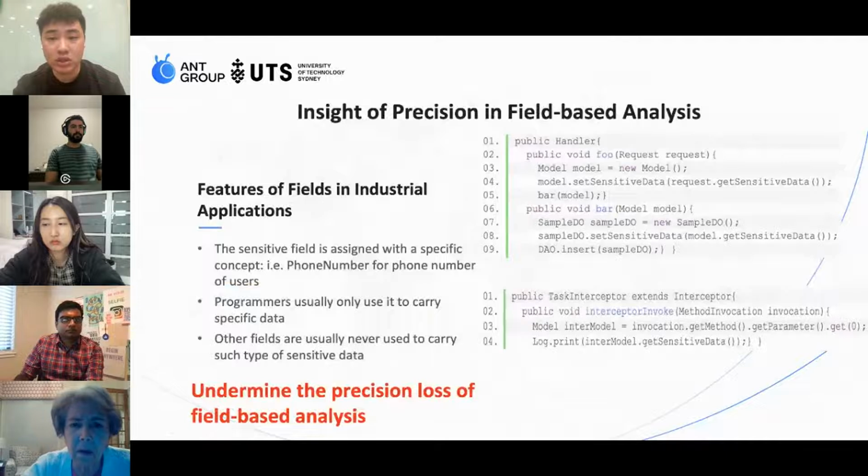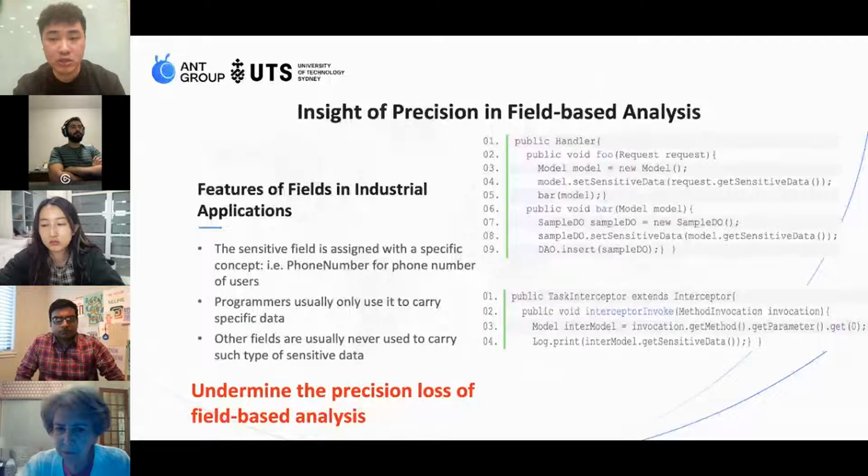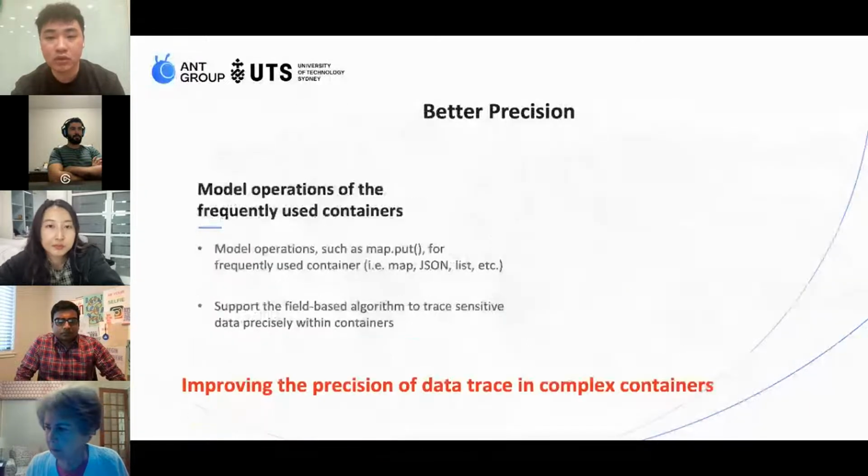It is also worth mentioning that our investigation into industrial applications found that each field usually represents a concept that remains unchanged in all its usage in an application. So sensitive data is usually propagated among the fields assigned with a specific concept. This phenomenon undermines the precision loss of the field-based analysis compared to the field-sensitive analysis. Furthermore, we also improved the precision of our tool by modeling the operations of frequently used containers to support the field-based algorithm to chase the sensitive data precisely within containers.